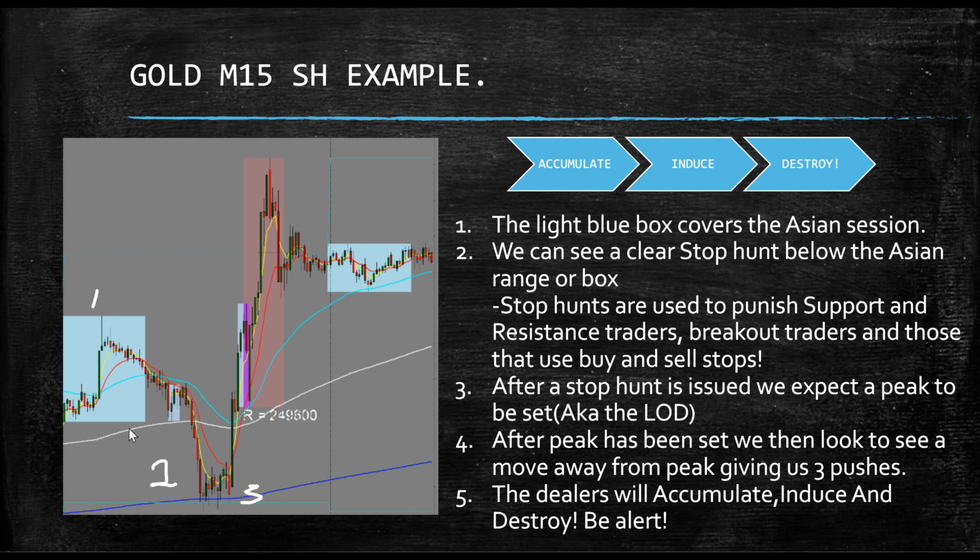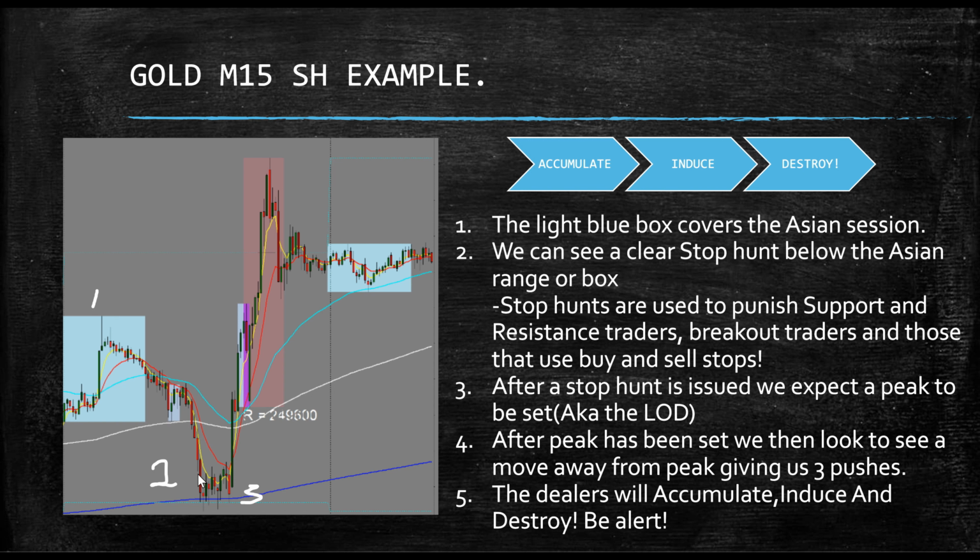The blue box, this is our Asian range. After that, we can see that we had a move down, a false move below the Asian box. As you can see, this usually happens fast, right? You get fast moves below the Asian box, stops are triggered. All right, sell stops are triggered, and there are people who go short right here.